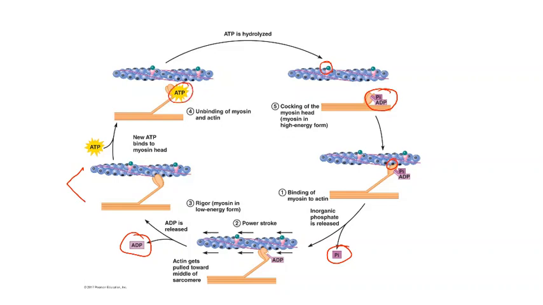Here we have a new ATP. We have to break it down to start the whole process over again. This happens over and over again during the contraction phase. It's not one movement, it's many movements to kind of pull it all into the center.